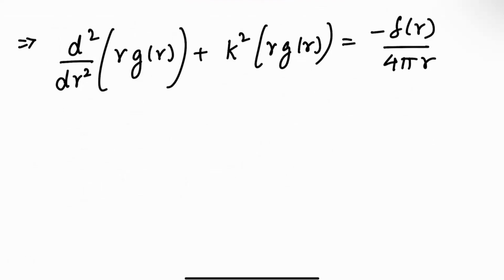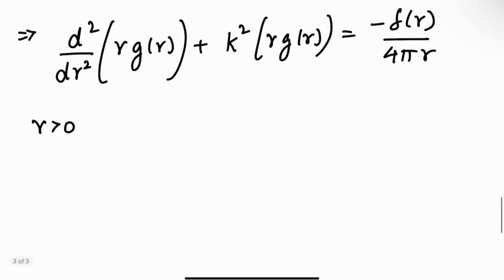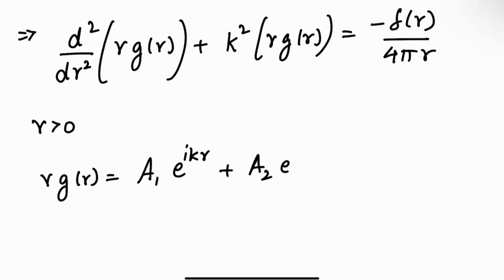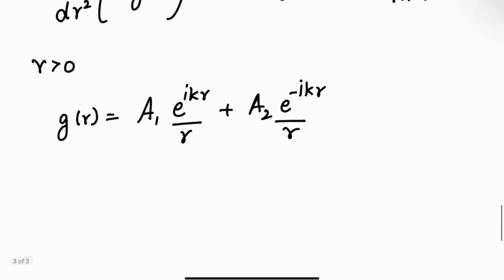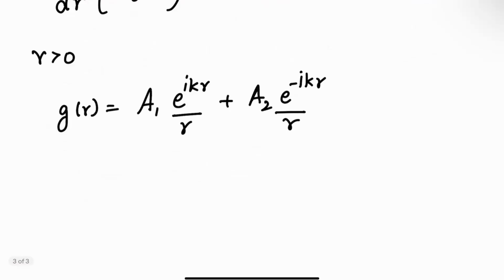Okay, so since we have a differential equation now, this is pretty easy to solve. When r is greater than 0, the solution should be for the homogeneous form, which has 0 on the right-hand side. And we know the solution to that is nothing but r g of r is equal to A1 e to the ikr plus A2 e to the minus ikr. I can essentially write this as divide by r on both sides and then get rid of this r. Right, so that's the general solution for r greater than 0.